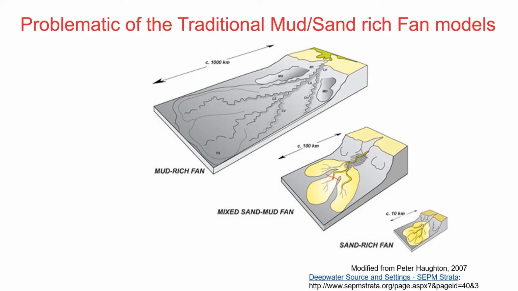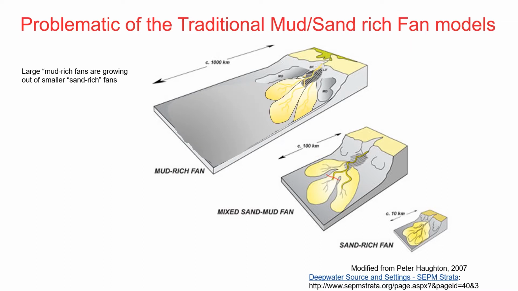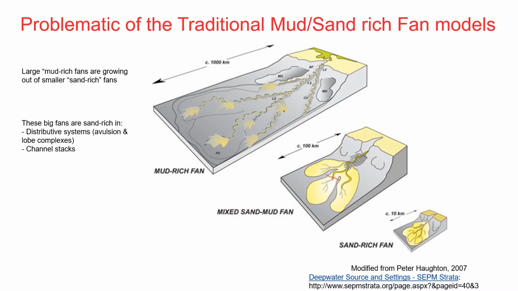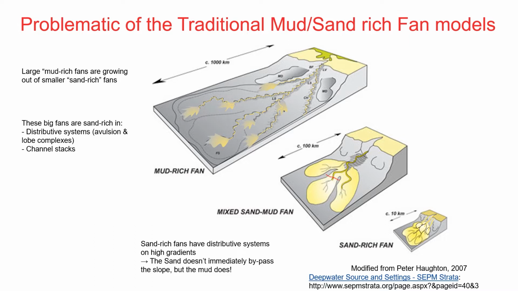But there are limitations to this view, as we've discovered that large mud-rich fans are actually growing out of smaller sand-rich fans. It is important to understand that there is an evolutionary trend to these systems. As muddy as they are, the big fans are still sand-rich in their channel fields and distributive systems. On the other hand, sand-rich fans have distributive systems on relatively high gradients.